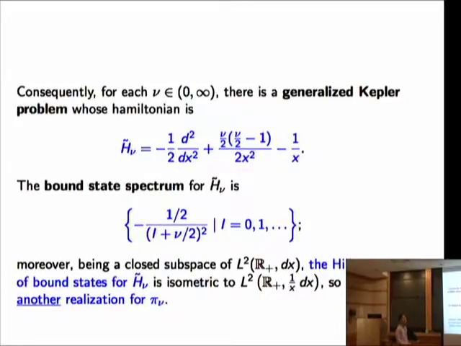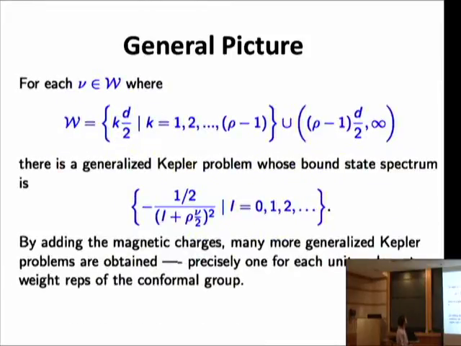Then what about the general picture? Okay. So here's the general picture. For each nu in the set W, this W stands for Wallach, because it's Wallach who first discovered this kind of set from the representation theory point of view. So this W, first of all, has a discrete part. It starts from d over 2, then twice d over 2, and then 3 times d over 2, up to root minus 1 multiples of d over 2. Then after that, there's a continuous part. So there's a discrete part at equal distance.